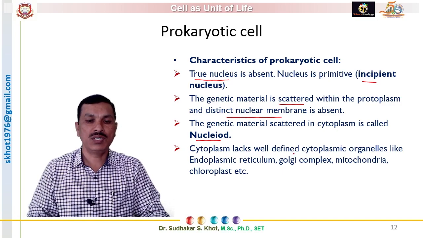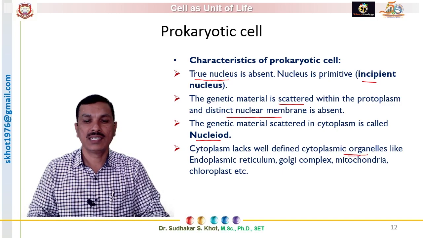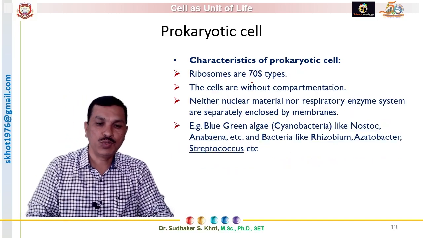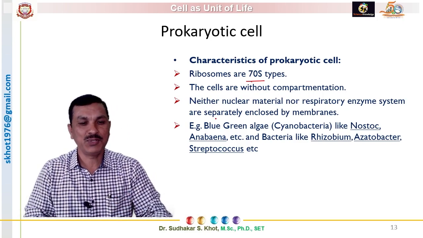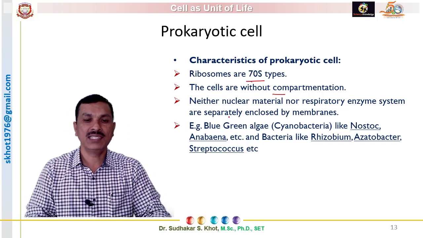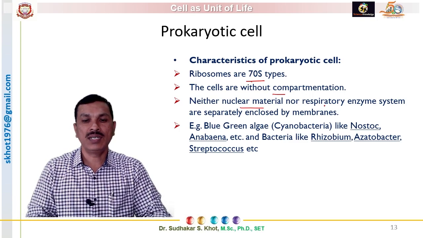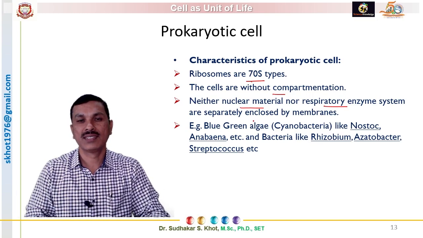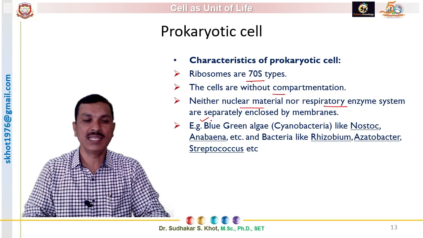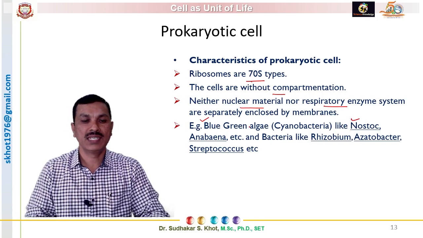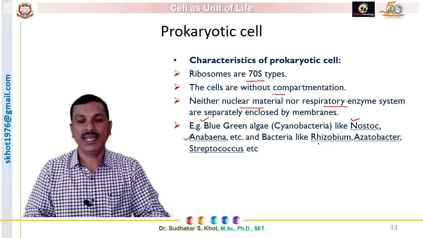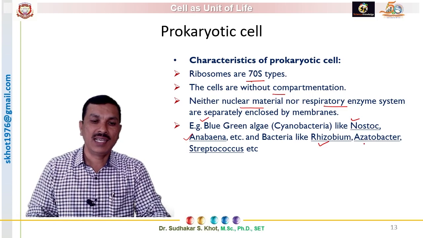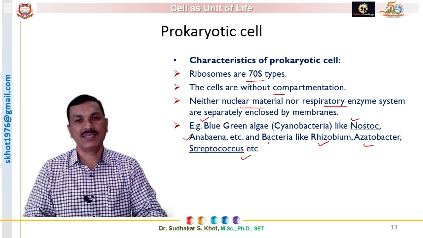The cytoplasm does not show any cell organelle. Membrane-bound cell organelles are absent. Compartmentation is absent. The ribosomes are primitive ribosomes called 70S ribosomes. The cells are without compartmentation. Neither the nuclear material nor the respiratory enzymes are separated by any membrane. And the best examples for the botany students are the blue-green algae, Cyanobacteria, like Nostoc and Anabaena. True bacteria like Rhizobium, the root nodule bacteria present in dicots and leguminous plants, Azotobacter, Streptococcus, etc.